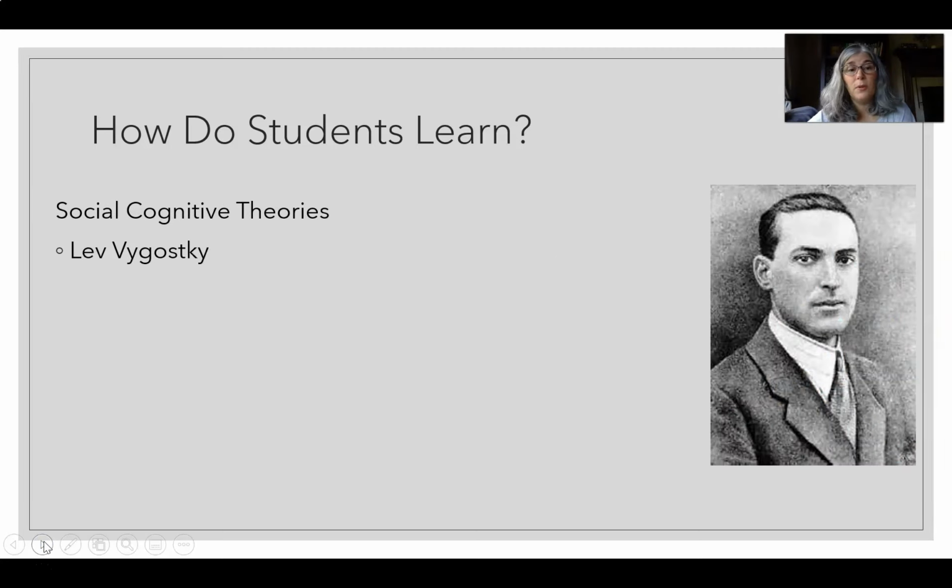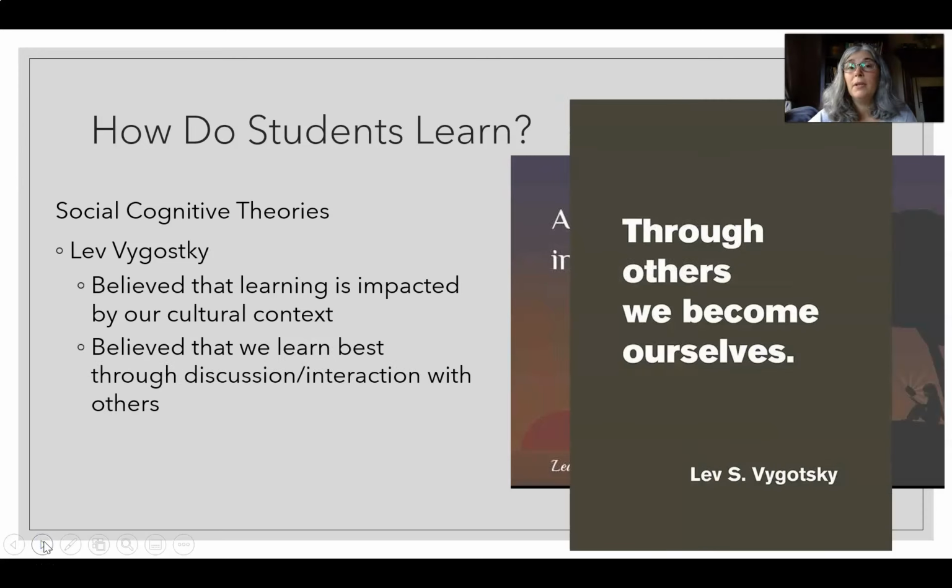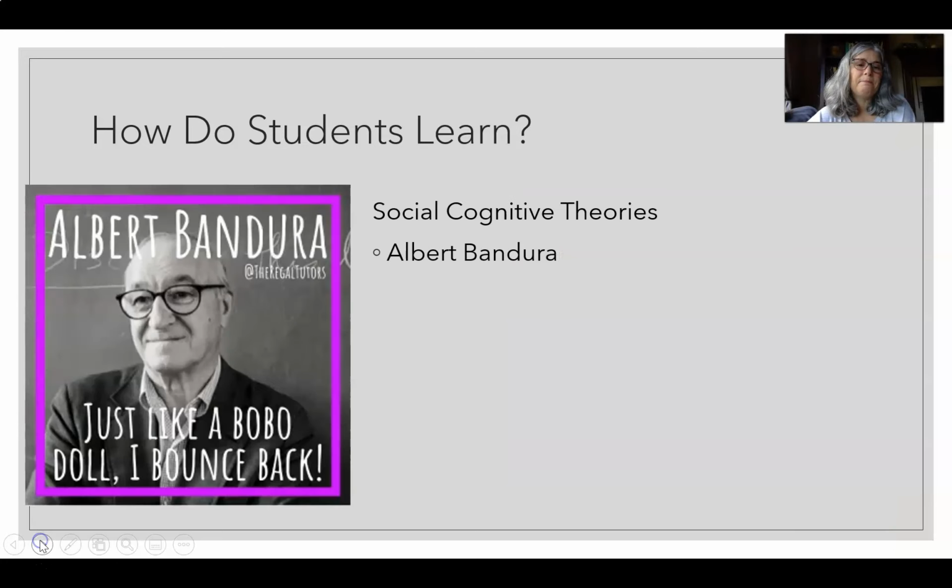Lev Vygotsky is one of the more famous social cognitive theorists. I like this quote of his: "A mind cannot be independent of culture." He was a Russian philosopher / psychologist who was one of the first to really talk about the importance of looking at culture when looking at learning. And he believed that the way students learn best is through discussion and interaction. So he believed teachers should really have lots of questioning in the classroom, discussions, group projects, and so on.